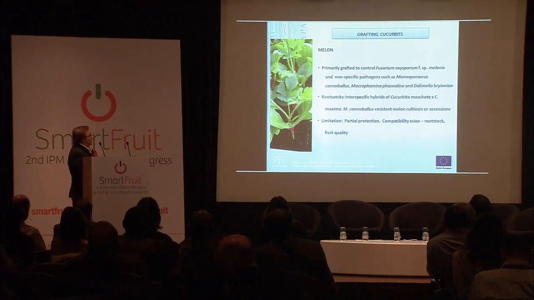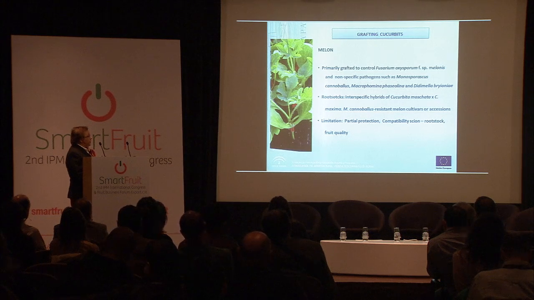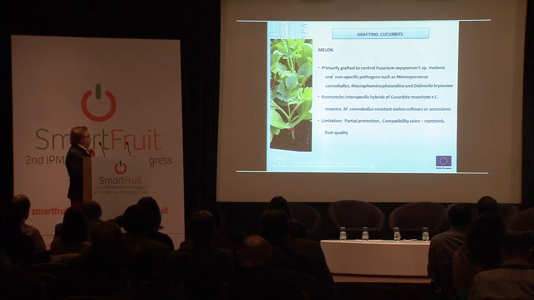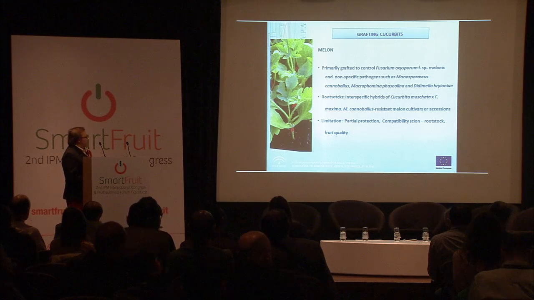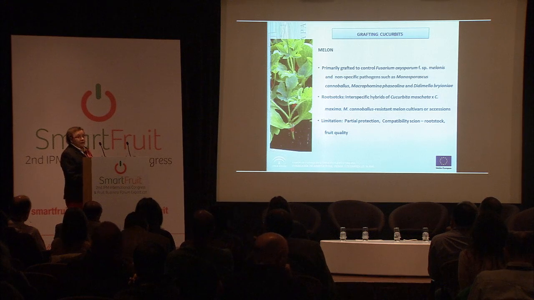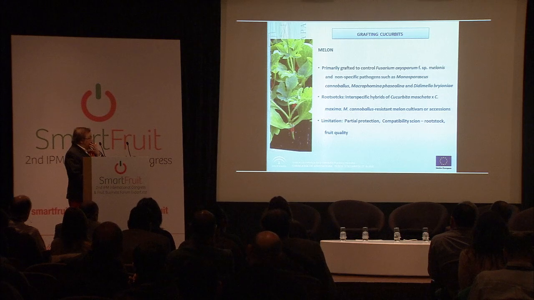In melon, the main reason why grafting is carried out is for Fusarium oxysporum melonis, and it's also used to control non-specific pathogens such as Monosporascus cannonballus, which Giuseppe Armengol mentioned, Macrophomina phaseolina, and Didymella bryoniae. Both melon and watermelon are susceptible to these non-specific pathogens, and it causes a wilting. We have melon cultivars that present resistance to this, and one of the main limitations is rootstock scion compatibility, which means the fruit quality is lower.